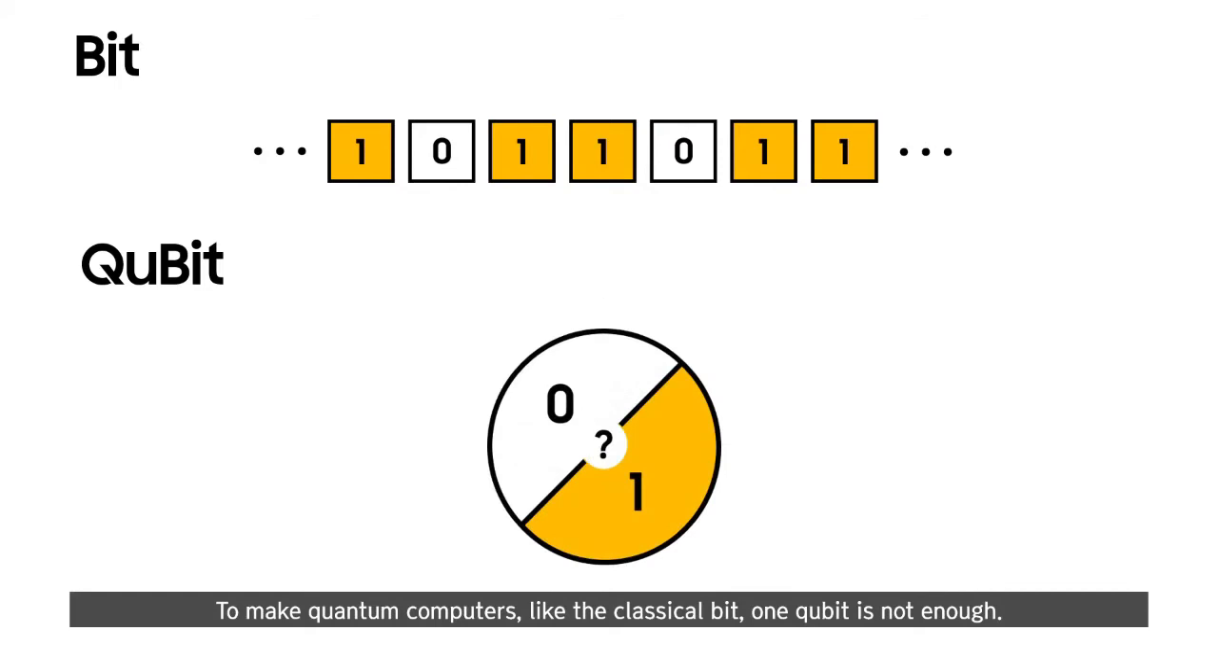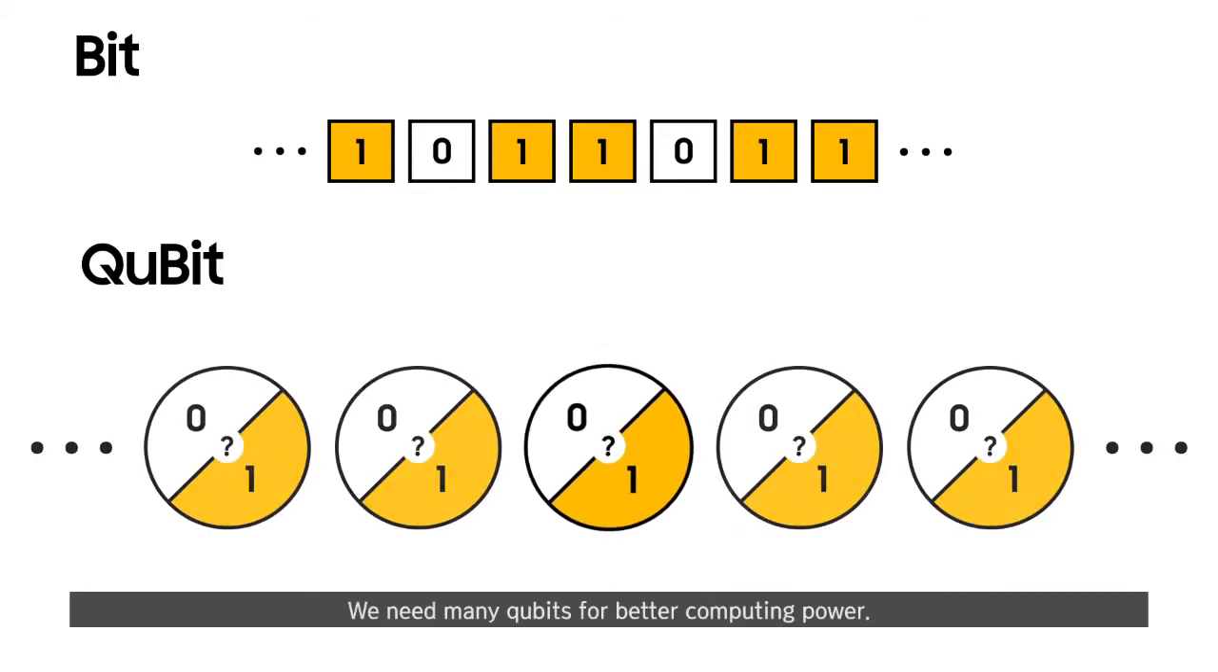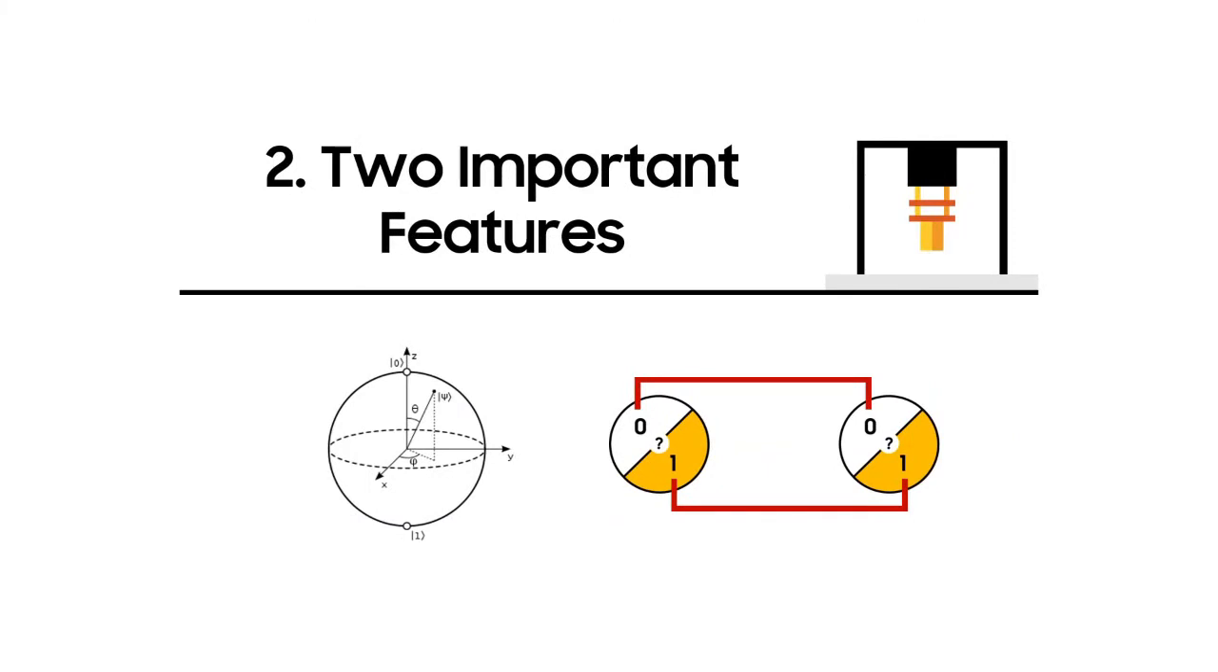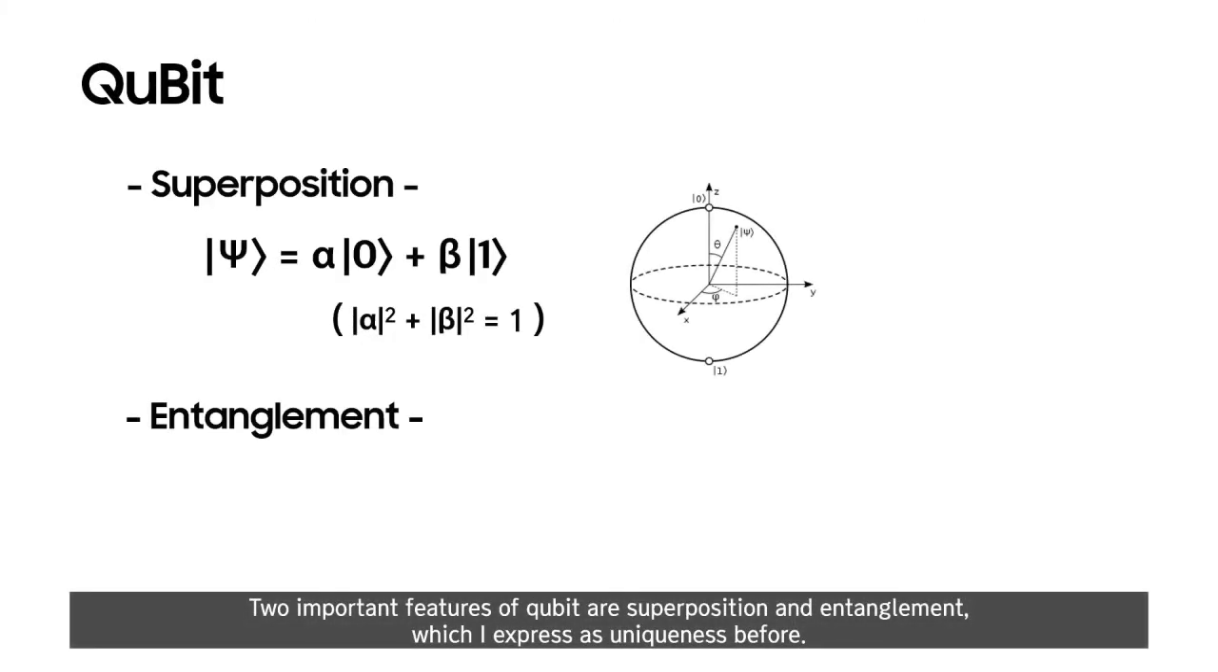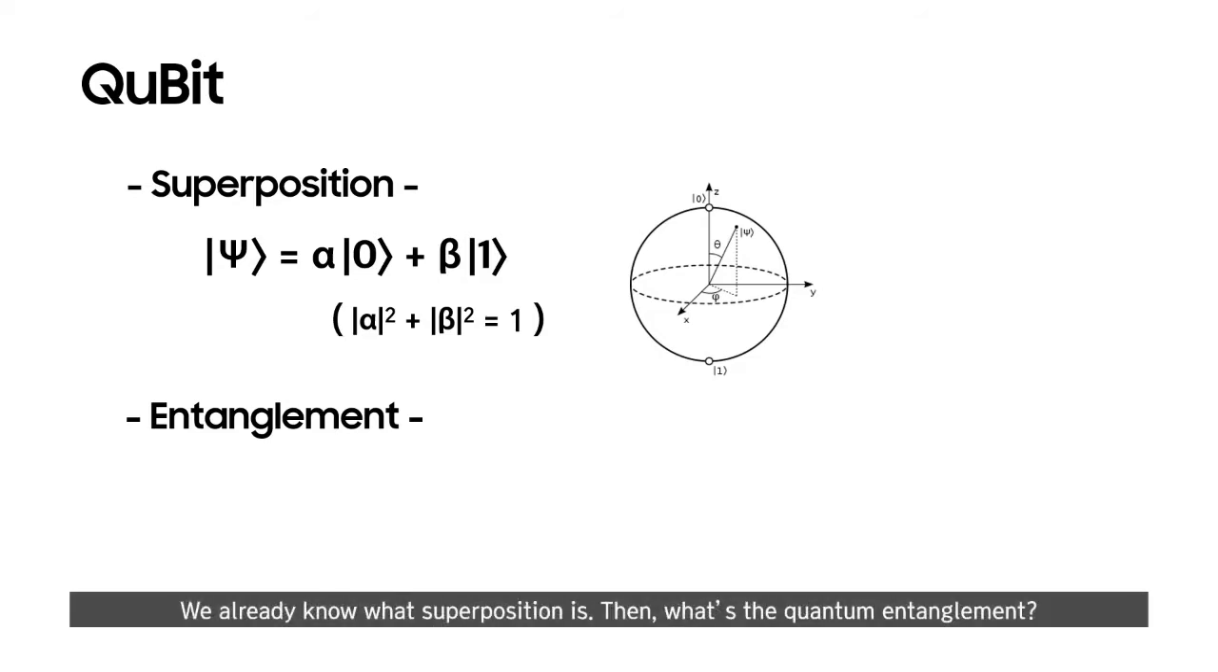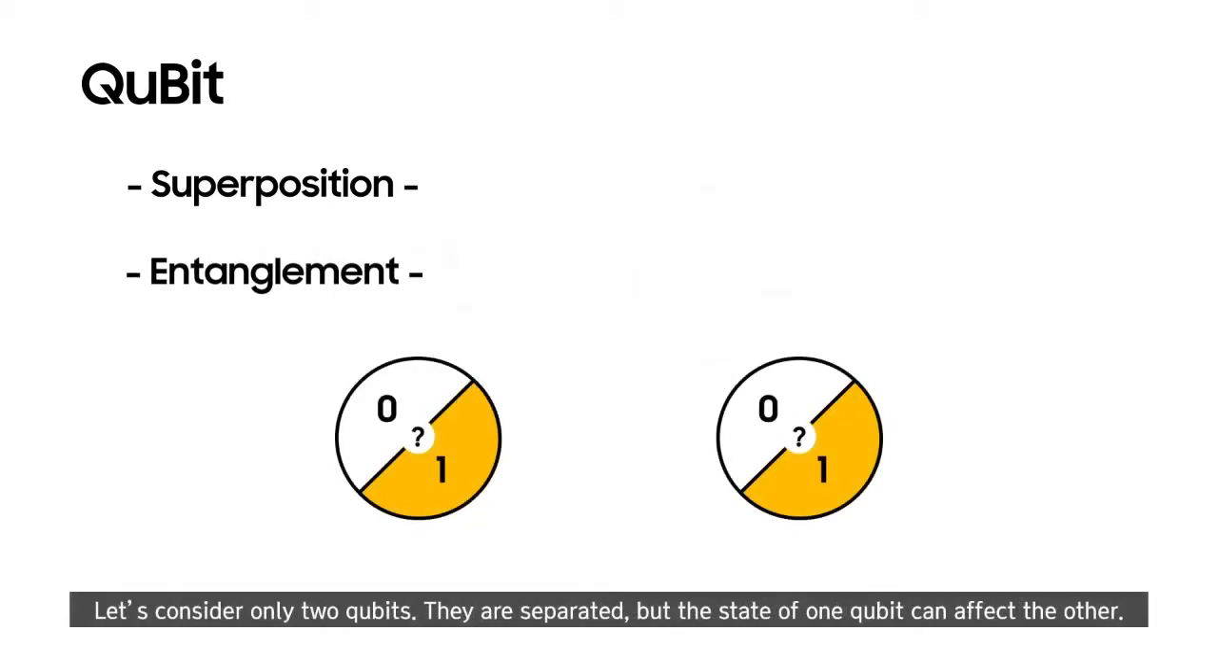To make quantum computers, like the classical bit, 1 qubit is not enough. We need many qubits for better computing power. Two important features of qubit are superposition and entanglement, which I expressed as uniquenesses before. We already know what superposition is, then what's the quantum entanglement?